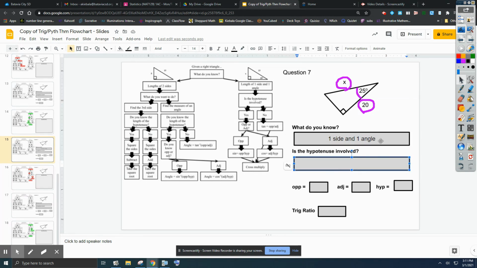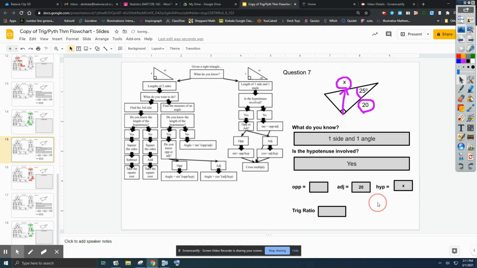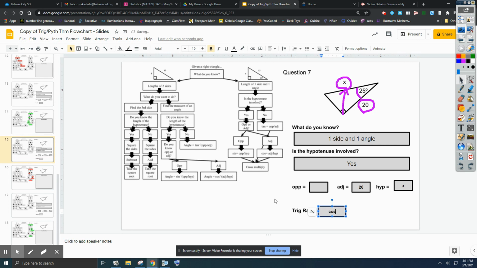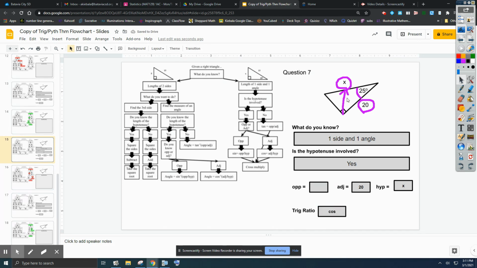Is the hypotenuse involved? Well, if we go across from the 90 degree angle, that's actually what we're trying to find, the length of the hypotenuse. So is it involved? Yes. Now, the side opposite the angle given to us, so again, not the 90 degree angle, the 25, opposite that is blank. So let's leave opposite blank. Adjacent, the one next to the angle, not the hypotenuse, is 20, and the hypotenuse is labeled as x. So which trig ratio would involve adjacent and hypotenuse? Adjacent and hypotenuse would be cosine. So we're going to be using the cosine function.